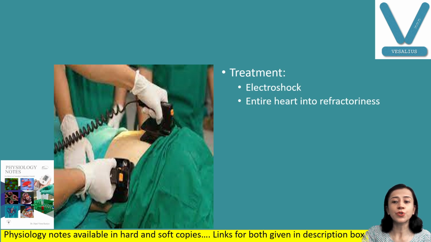Treatment is electroshock, and atrial fibrillation can be converted into normal rhythm by electroshock, the passage of a single strong electric current or electric shock. What is the mechanism here? This electric shock throws the entire heart into a state of refractoriness, so the heart is refractory to each and every impulse for a few seconds, and after this refractory state, when the heart starts its rhythm again, it may be the normal one. So this is the treatment for atrial fibrillation.